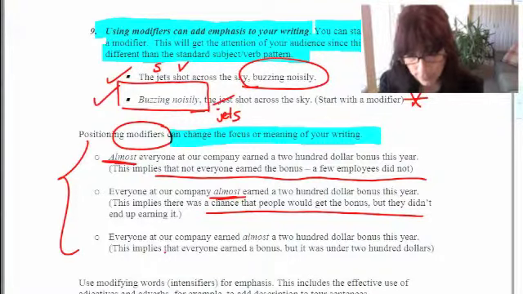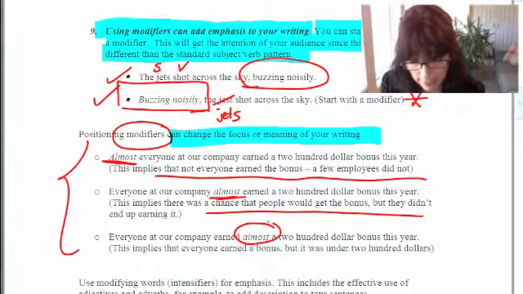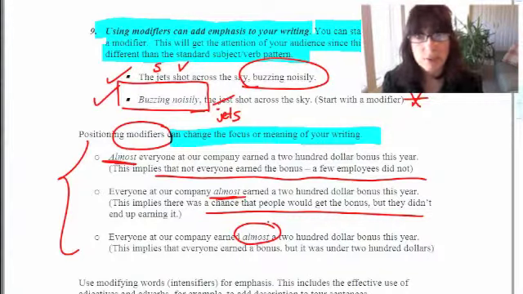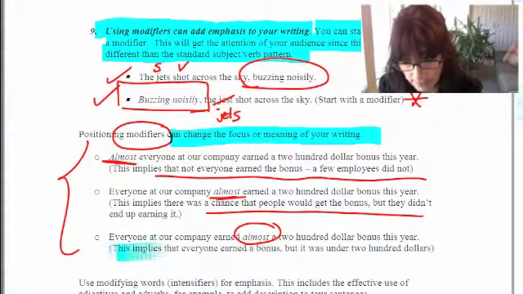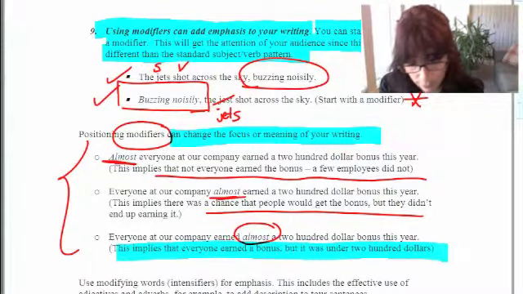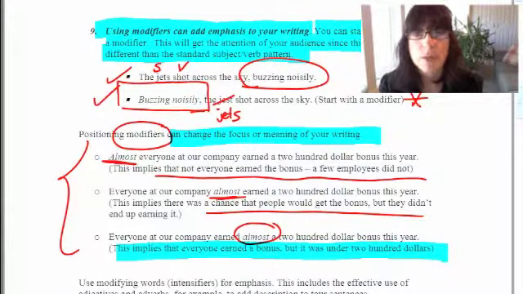And in this third sentence, almost is used again, and it's a completely different meaning. So in each sentence, the modifier changes the meaning completely. Everyone at our company earned almost a $200 bonus this year. This final sentence is implying that everyone earned a bonus, but it was under $200. Everyone at our company earned almost $200, but not quite $200.